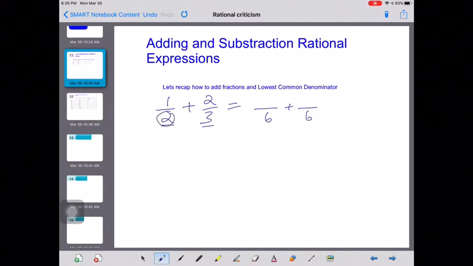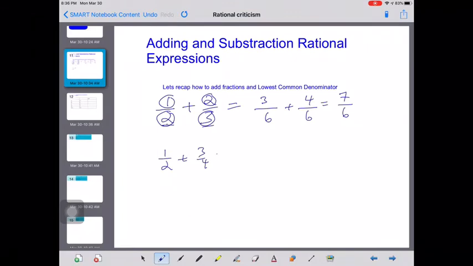Okay, and then whatever you do to the bottom, in this case 2 tripled to become a 6, therefore 1 needs to also triple to become a 3. This 3 doubled, so therefore the numerator also has to double, that becomes a 4. Then once you have a common denominator of 6, you just add the numerators. Now let's do another example.